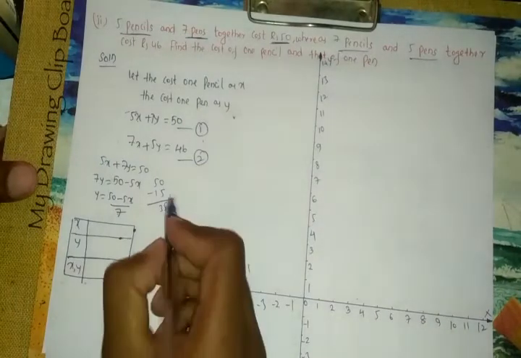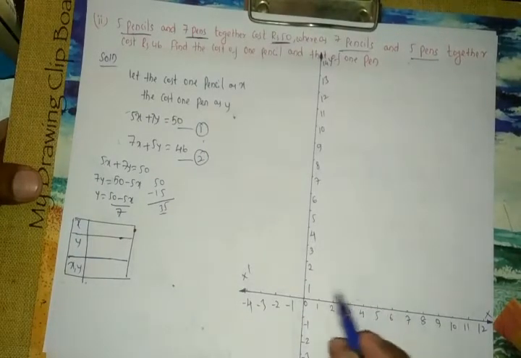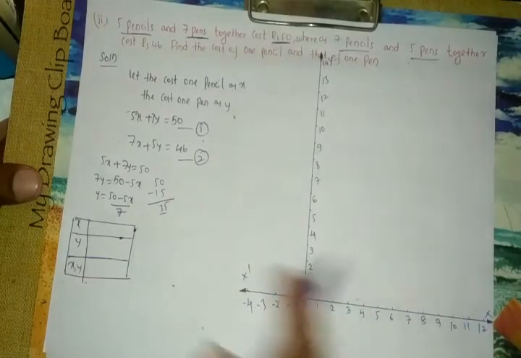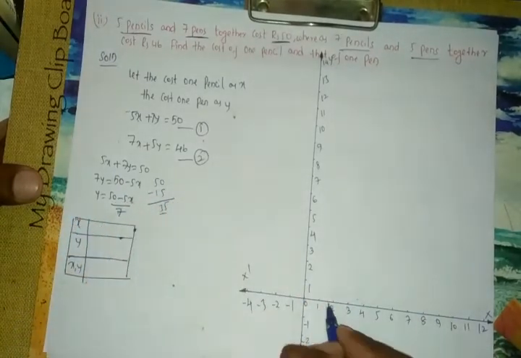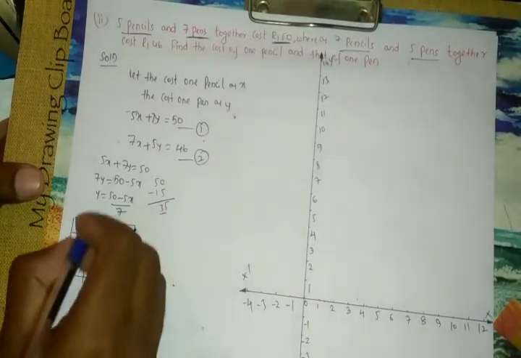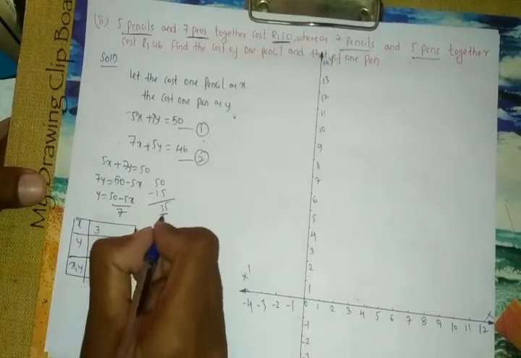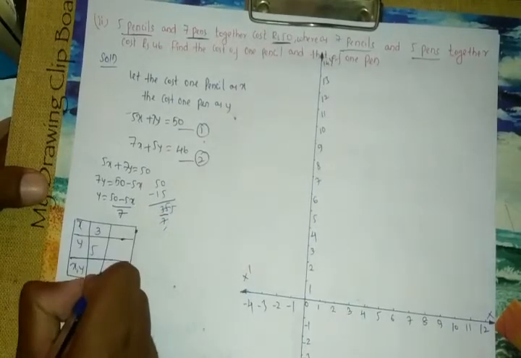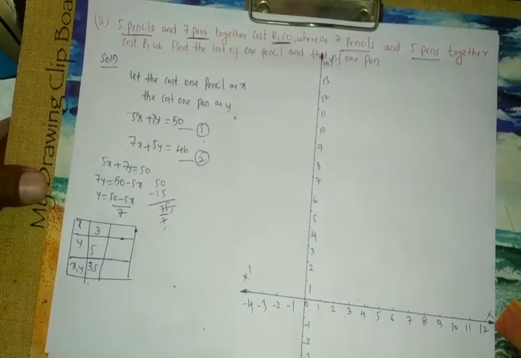Why I am taking it like this is so that I can represent the points easily on the graph. Even if you get decimal numbers, you can plot them, but it is very difficult. So for that reason, I am taking the value of x as 3. The corresponding value of y will be 35 by 7, that is 5. So I get 3 and 5.